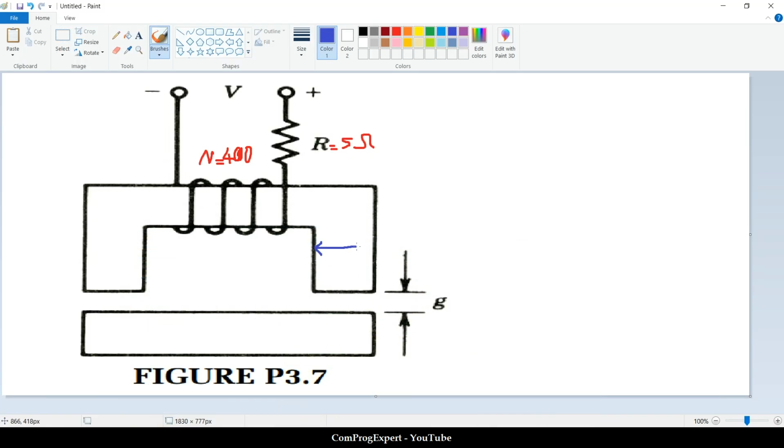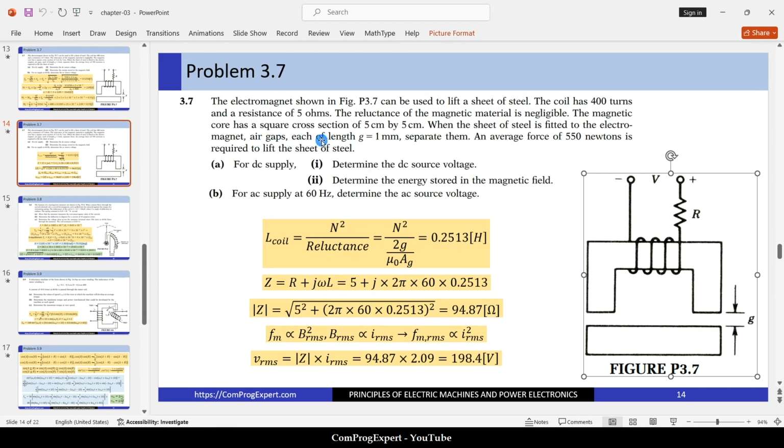So if we consider this width equal to 5 centimeters, because the depth of the problem is also 5 centimeters, the cross-section area for this air gap is 5 times 5, that is 25 centimeter square. We have the same cross-section area here for this air gap. We have two air gaps, and here it is mentioned that the thickness of these two air gaps are the same.